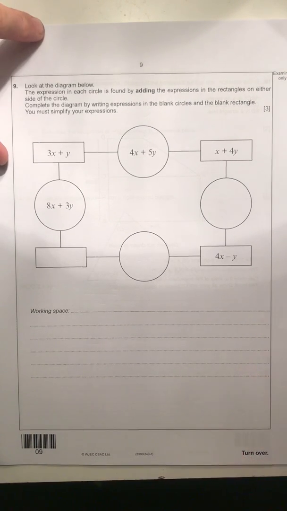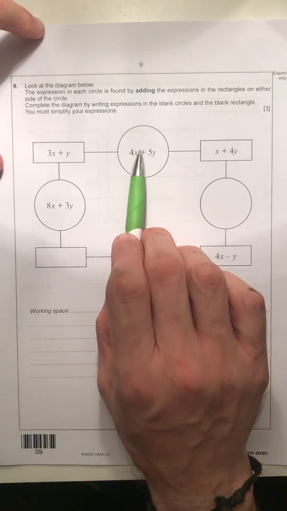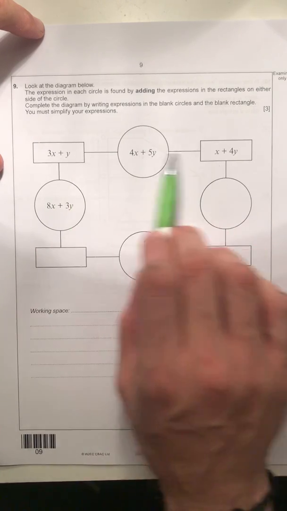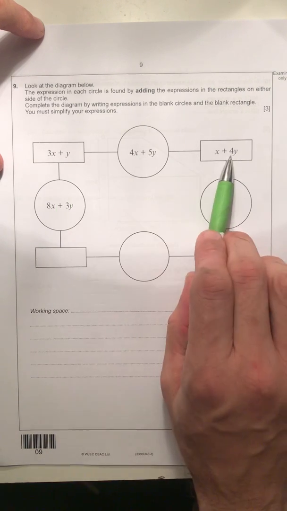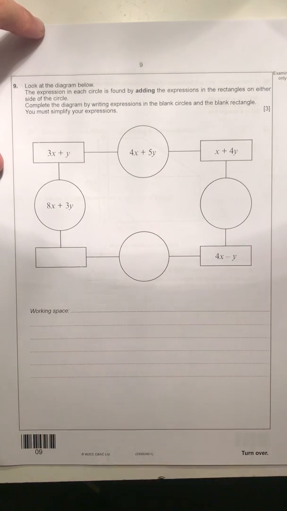Okay, for number 9, it says that the expression in each circle is found by adding the expressions in the rectangles. So the answer in the circle is made by adding these two together. So 3x plus x gives me 4x, plus y and plus 4y gives me the plus 5y in there. And it's just asking us to complete the diagram.